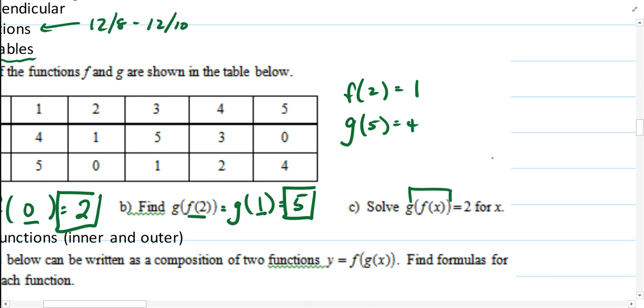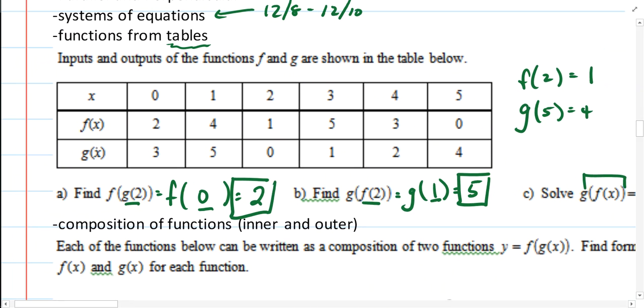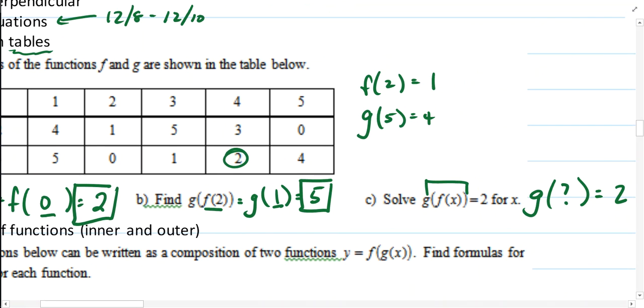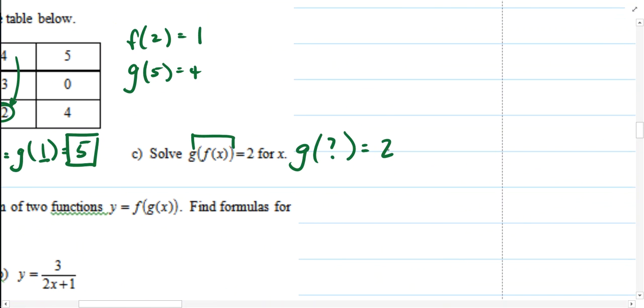And I'm asking myself, g evaluated at what number will generate the result 2? Well, if I'm looking for the result in the g row that gives me the answer 2, that must mean that the number 4 was used to generate the result 2 inside of the g function. So I now recognize that g at 4 is equal to 2.